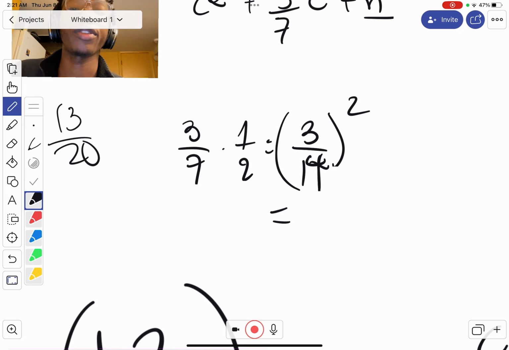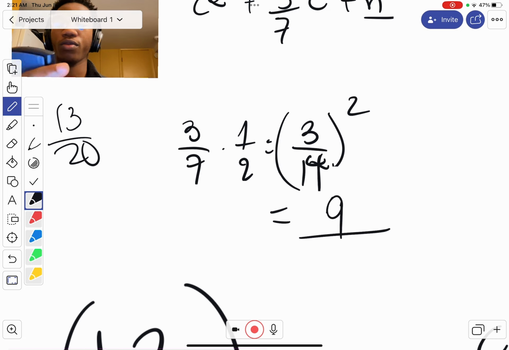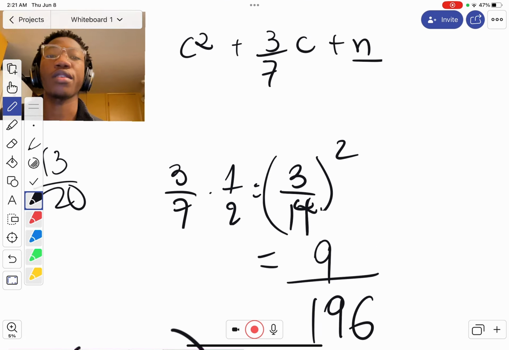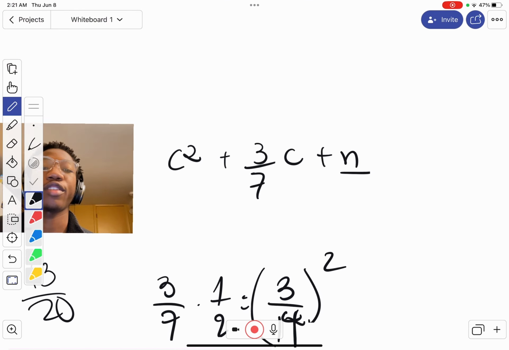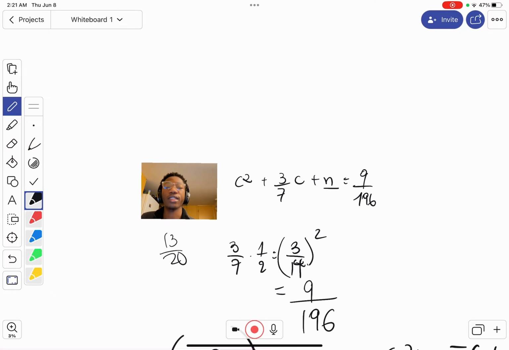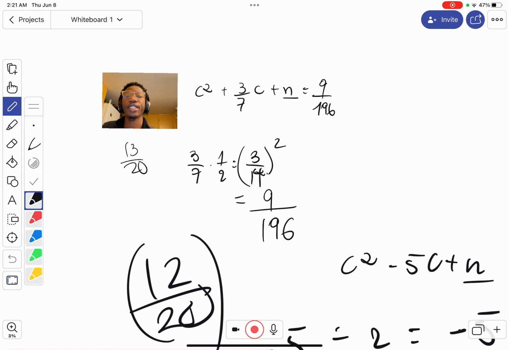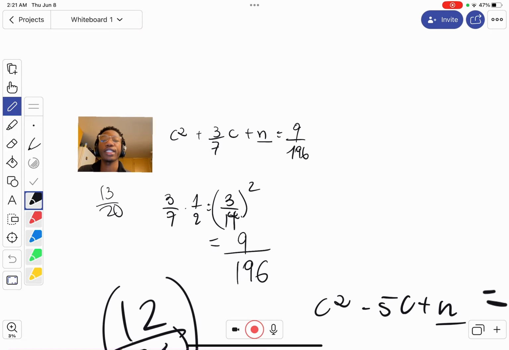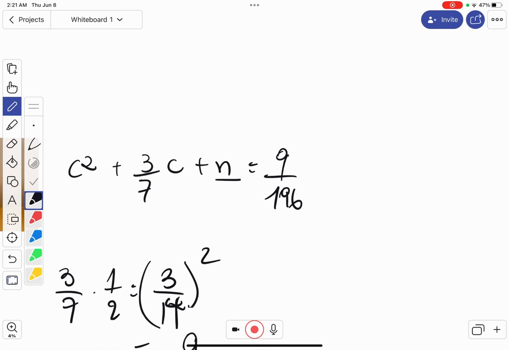So it's going to be equal to 9 over 14 by 14, which is equal to 196. So the last term value is 9 over 196. Isn't it correct? Yep, super. So right now they also ask us to factorize it.